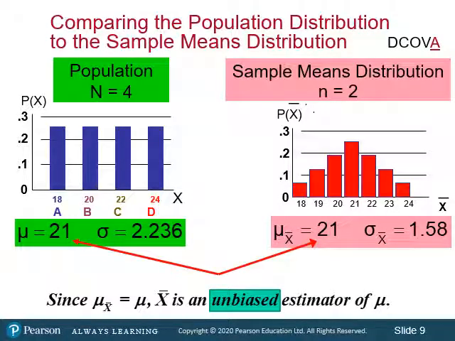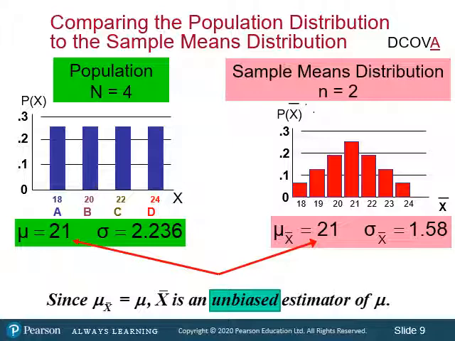Now this is the comparison between your population distribution and sample means distribution. So the population has n equals to 4, and our sample means distribution has n equals to 2. The distribution in your population was actually a uniform distribution because the probabilities were the same: 18 one time, 20 one time, 22 one time, and 24 once. The mean value was 21. The standard deviation was 2.236.